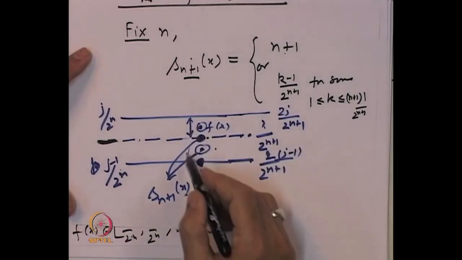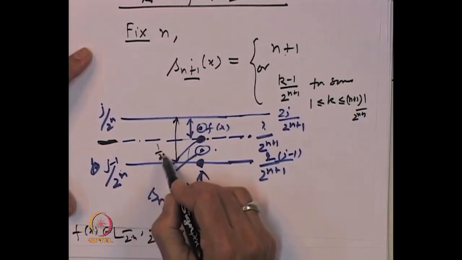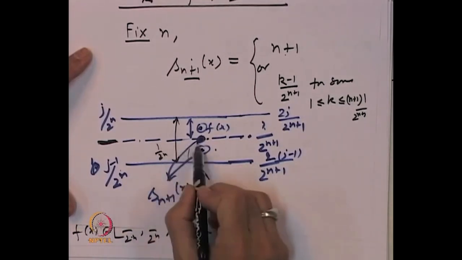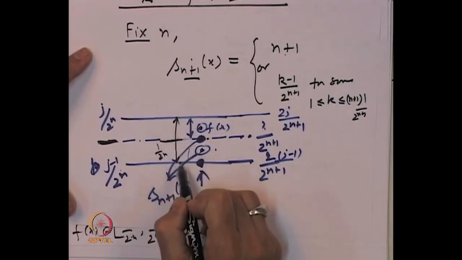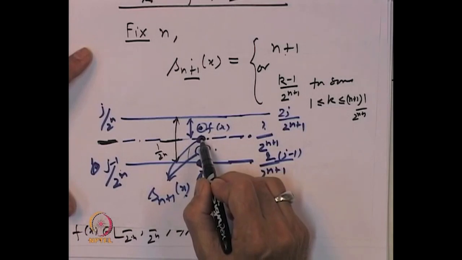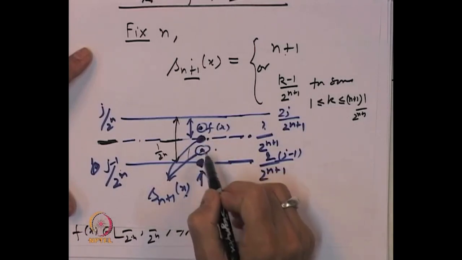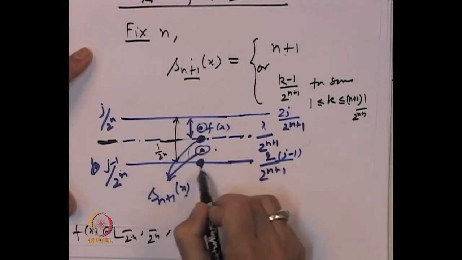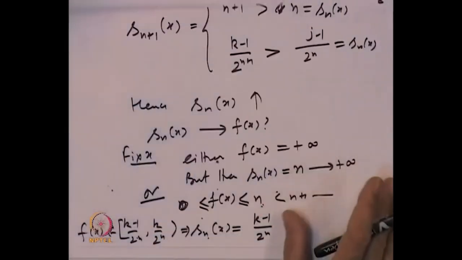But how did we get those? So, the total length is 1 over 2 to the power n. So, when we want to divide the next stage from S n to S n plus 1, we divide it into two equal parts. So, if f of x is here, then S n plus 1 is the lower value here, or if S n plus 1 is here, it is the lower value. So, in either case, S n is always going to be the lower value. So, that says it is increasing and convergent.